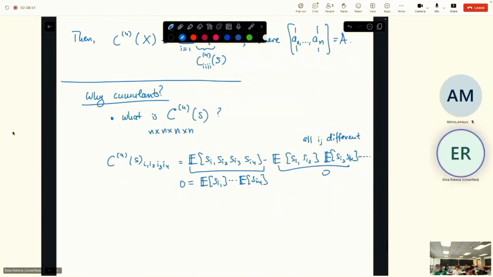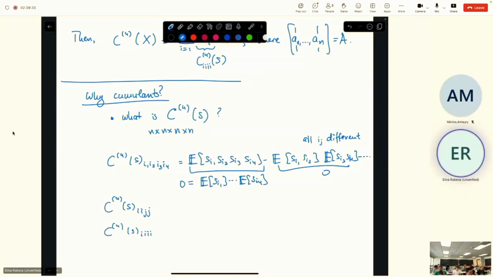Now, if you consider an entry where they're not all different, maybe some of them are repeated. If I1 is different from all of the other three, all of these products will have E of S_I1 in them separately, which is 0, so it makes everything 0. So the only way that this cumulant entry is non-zero is if there are two equal pairs, I, J, J, or maybe all of them are equal.